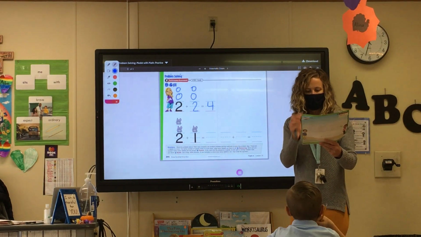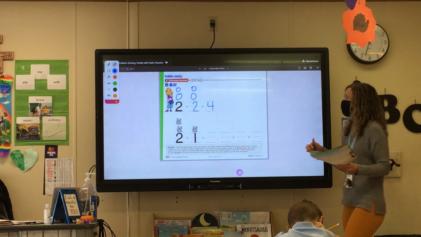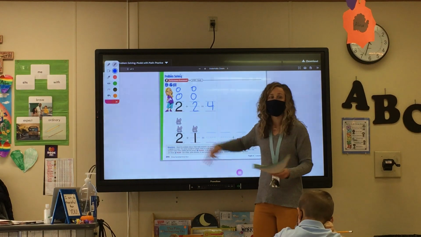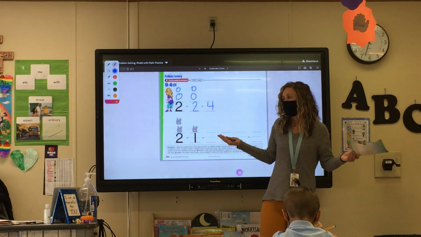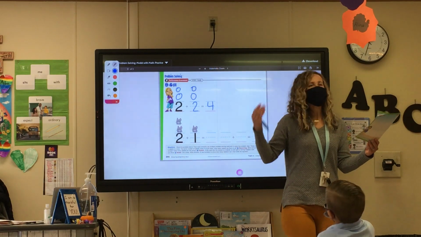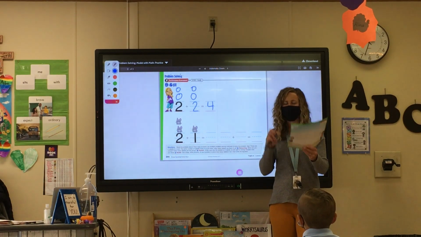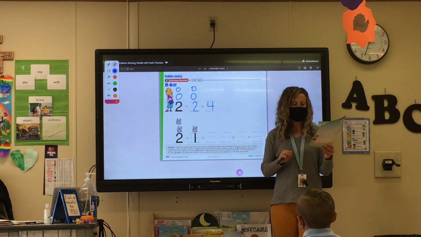Okay. So it says, what can you answer? How many rabbits joined the group? So we know there were 2. They said the same number, so we know the same number is just 2. All right? So 2 plus 2 equals 4. Okay, now let's look down at this bottom group. It says, Emily says that the answer is 3 rabbits. Is she right or wrong?